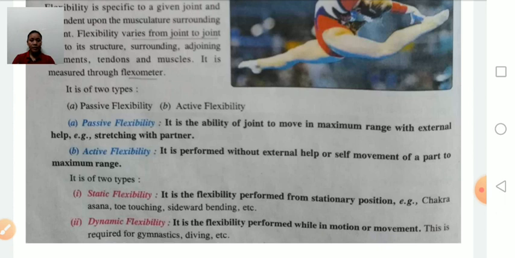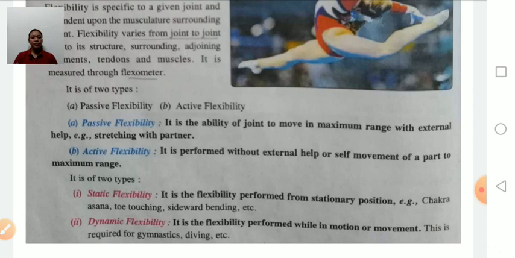In static flexibility, the flexibility is shown from stationary positions, there is no movement. For example, chakrasana, toe touching, sideward bending. It is the ability to move your joint through its maximum range from a stationary position without movement. Doing chakrasana, in chakrasana there will be no movement.